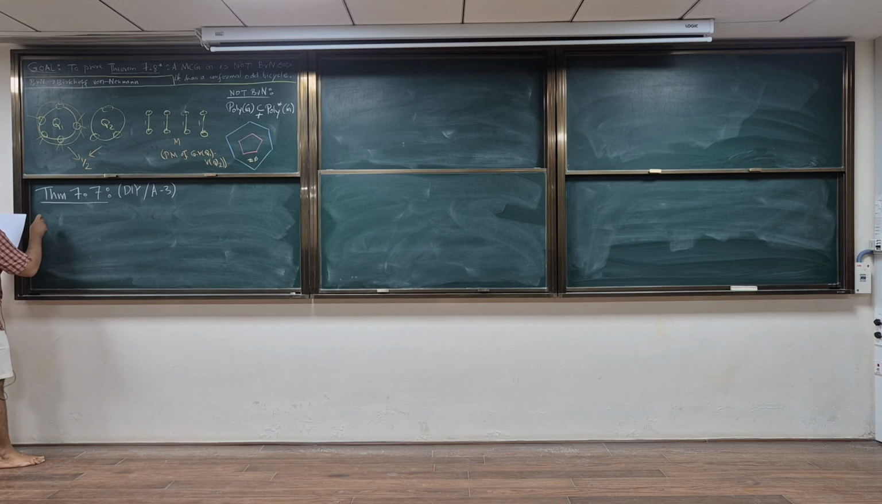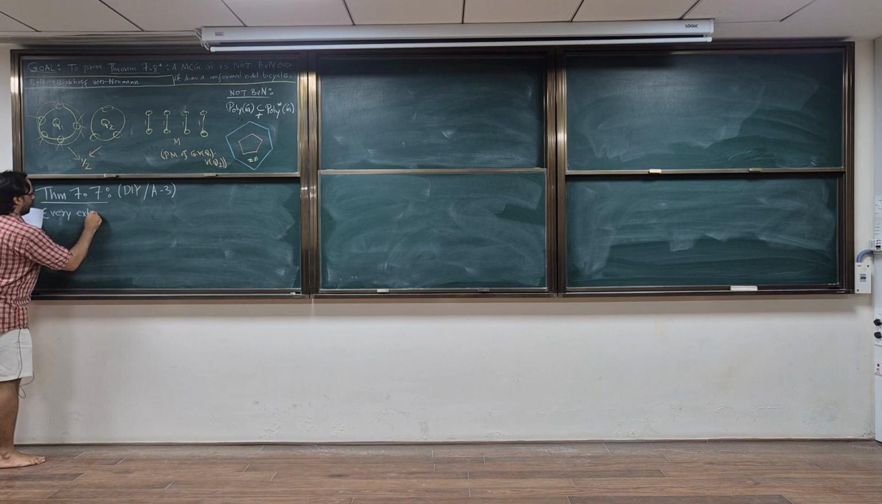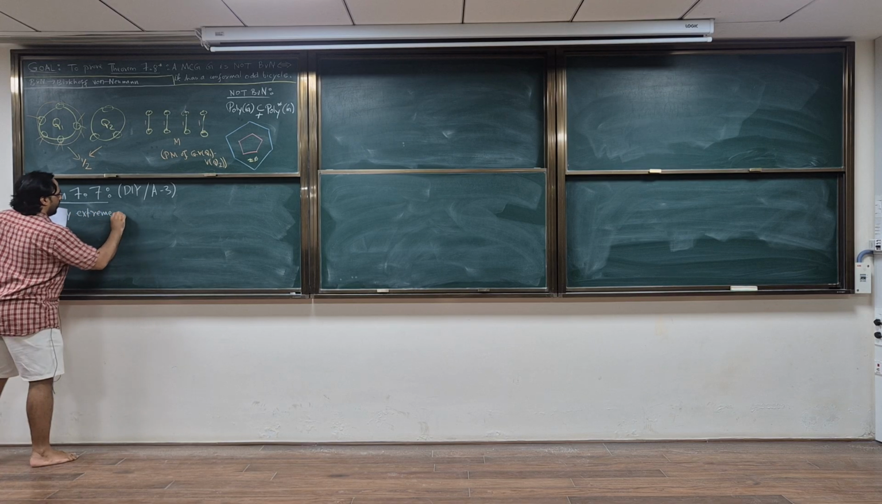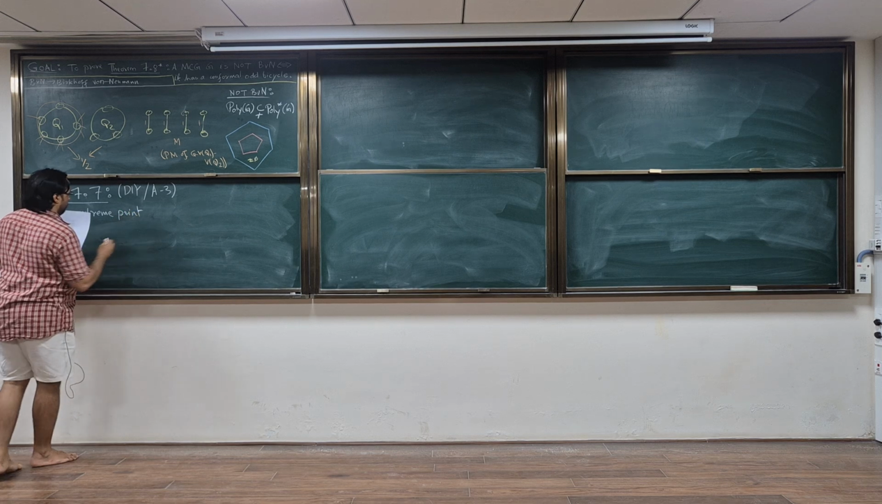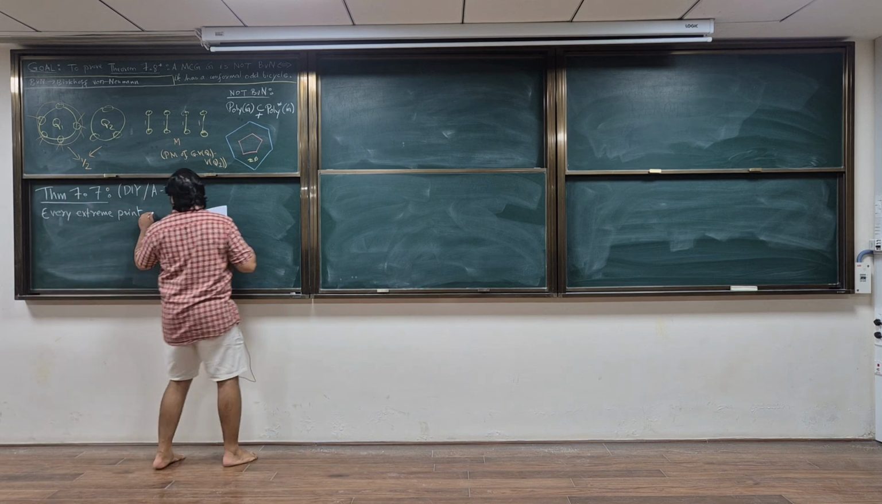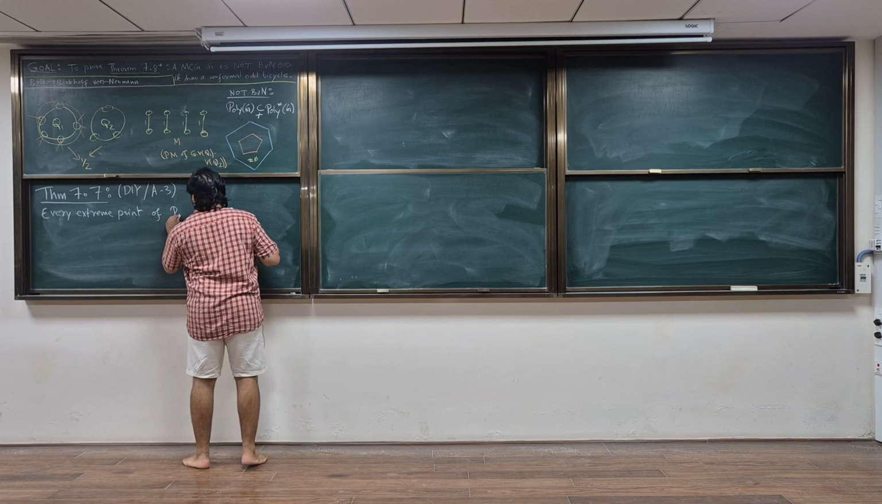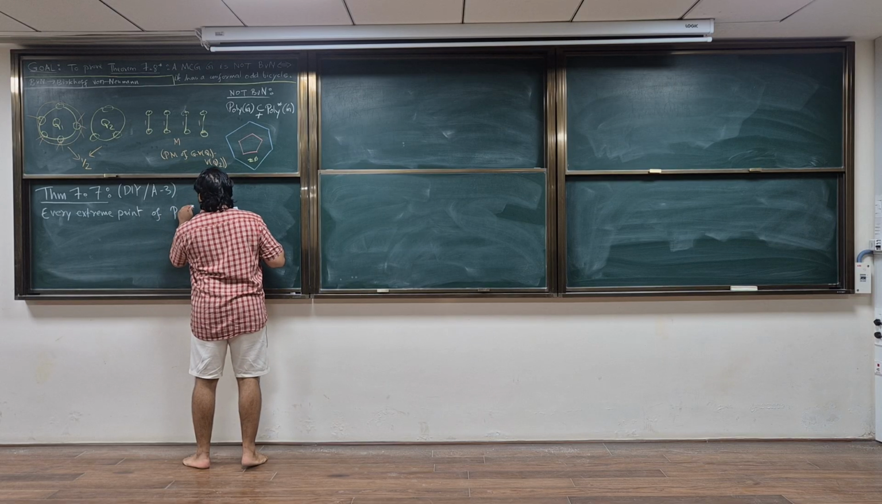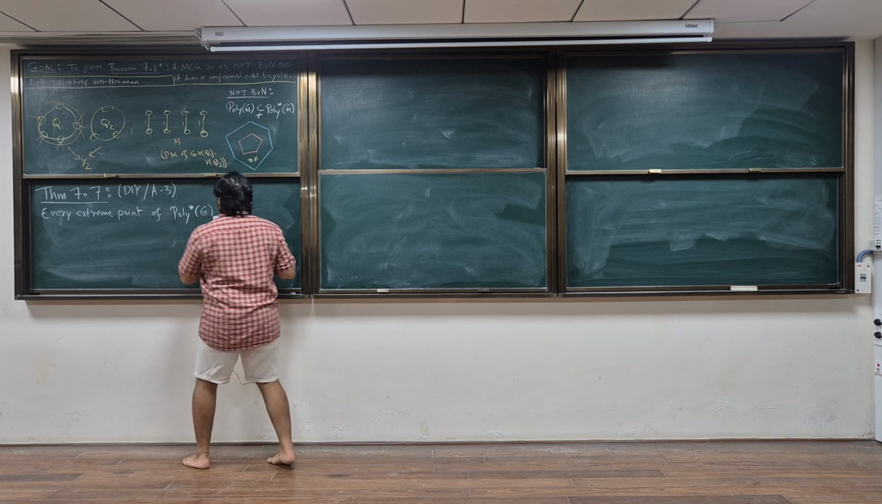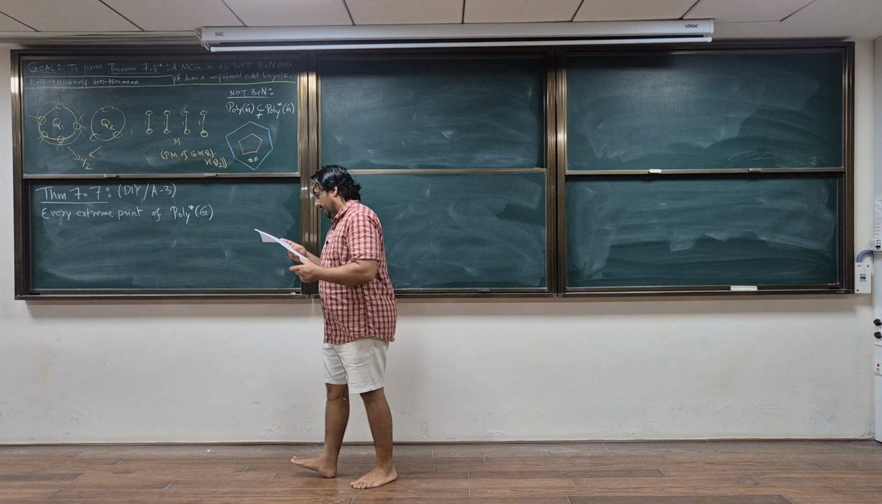Okay. So it says every extreme point of the fractional perfect matching polytope is half integral.